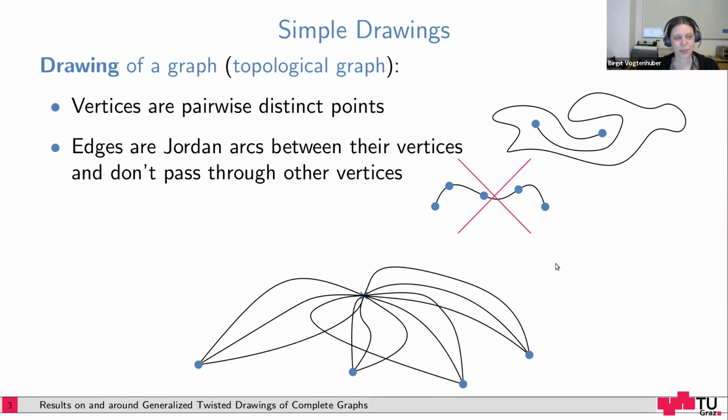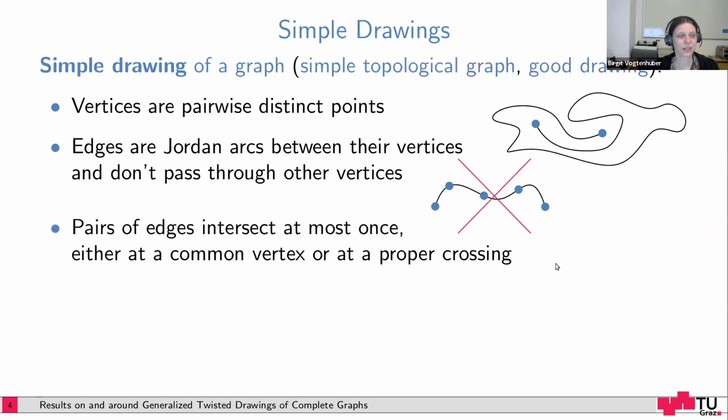So let's add another property that sounds very reasonable, and I'm not the only person who thinks so. We want that pairs of edges intersect at most in one point, and this point is either a common vertex or a proper crossing. And those drawings are known as simple drawings of graphs, or as simple topological graphs, or as good drawings, or as drawings, because this other thing isn't the drawing enough. And they have been quite widely studied.